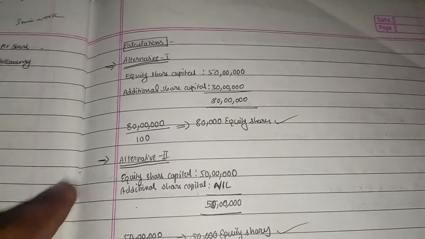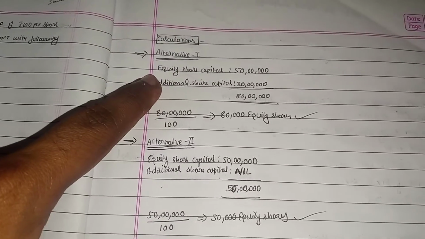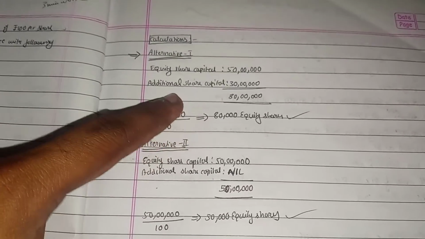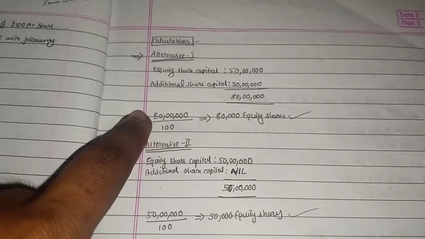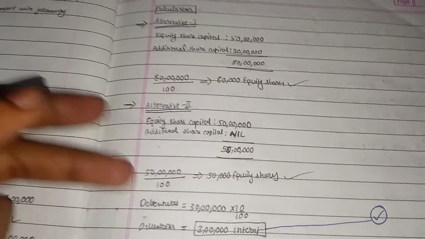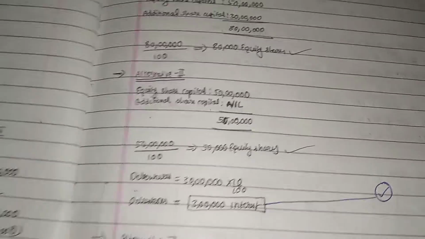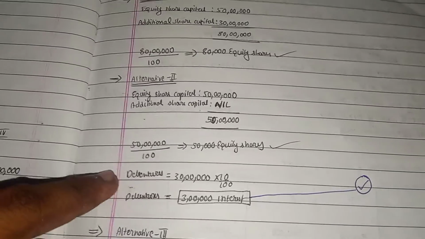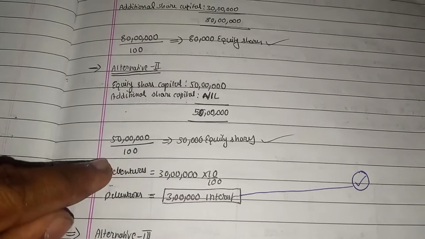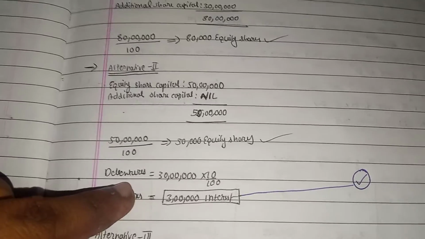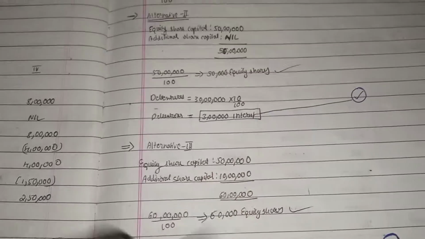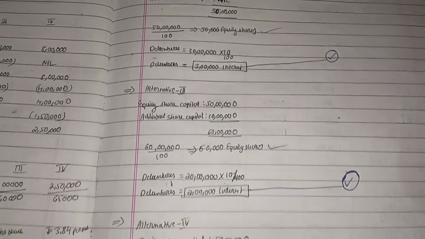Okay, first one, alternative 1: equity share is 50 lakh, additional share capital is 30 lakh, so the total value is 80 lakh. Divide 80 lakh by 100, we get 80,000 equity shares. Do the same for the second alternative, it is almost the same, but here debentures are given. You will get 50,000 equity shares, and with respect to debentures, that is 30 lakh into 10%, you will get 3 lakh, that is interest. This is the way you calculate things.